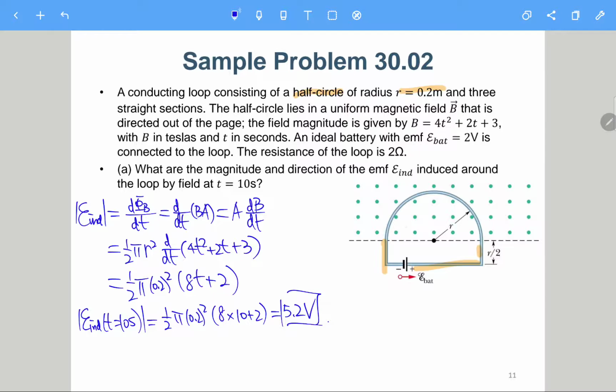Which means B induced should be into the page, which means that if you use a right hand rule, your thumb pointing into the page, then it should be clockwise. So the induced current is clockwise. Any questions?